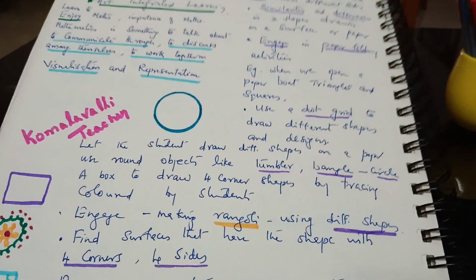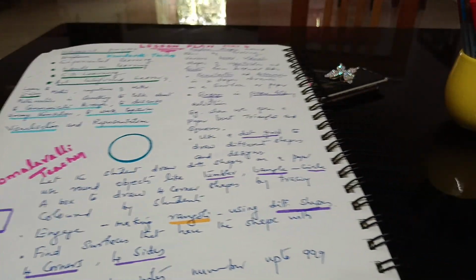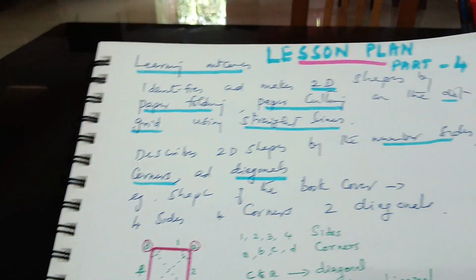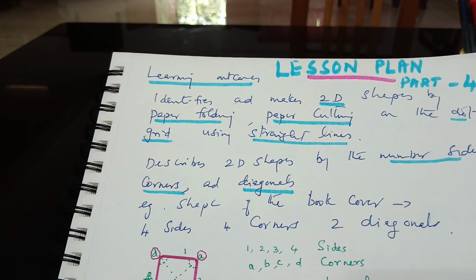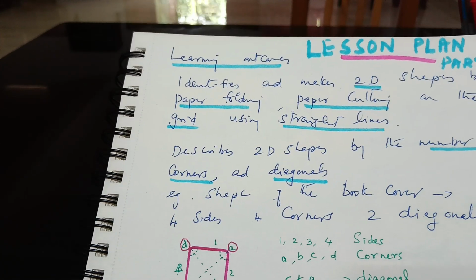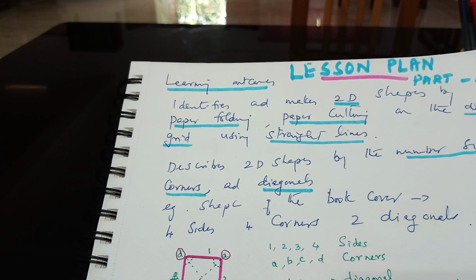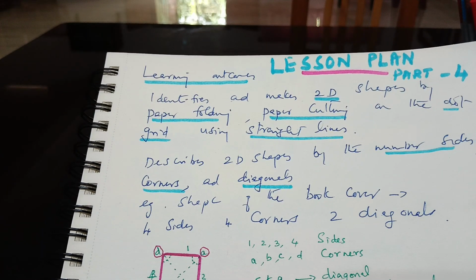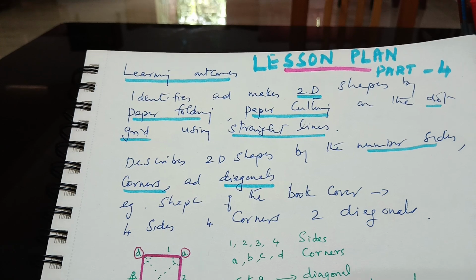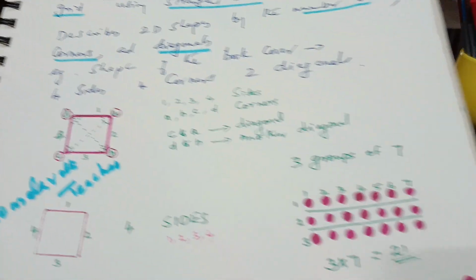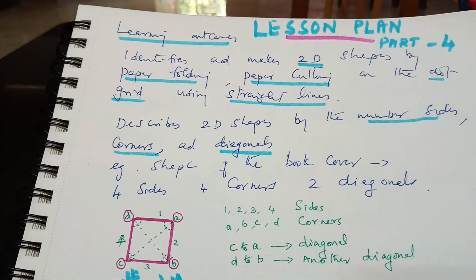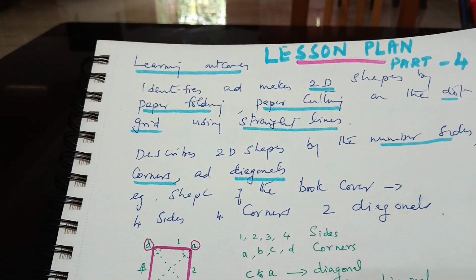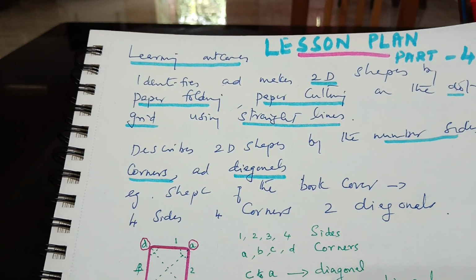So this is a major thing: what class activities you are doing according to mathematics and other subjects also. Then the lesson plan is here. What about the learning outcomes? Identifies and makes two-dimensional shapes, as far as primary is concerned, by paper folding, paper cutting, on the dot grid, using straight lines. Describes 2D shapes by the number of sides, corners and diagonals.